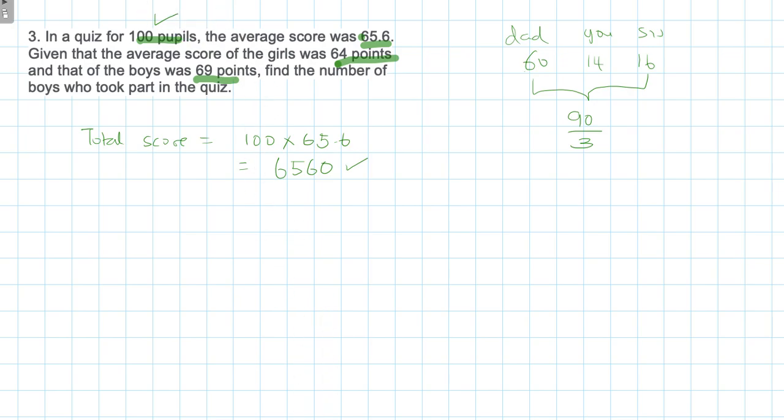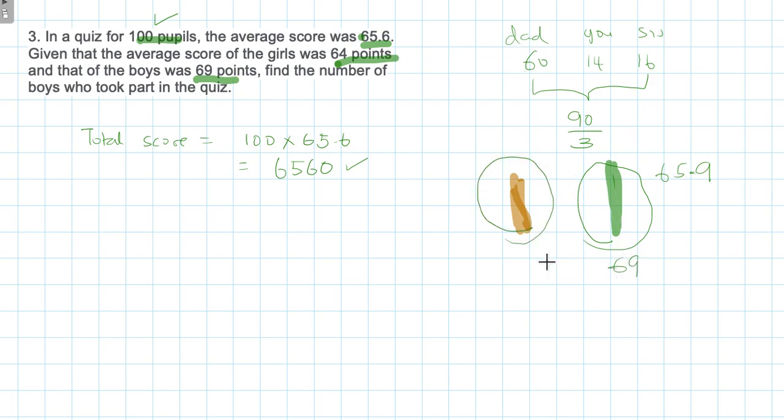Just in case you don't understand, let's say I have a test with 100 people. I don't know how many boys and how many girls. If I mix them together, the average score is 65.6, but if I only calculate the boys, the average is 69, and if I only calculate the girls, excluding the boys, it is 64. Just like here, if I total all of you together, I have an average of 30. If I only measure the girls, 14 plus 16 divided by 2 is 15, the average between you and your sister.